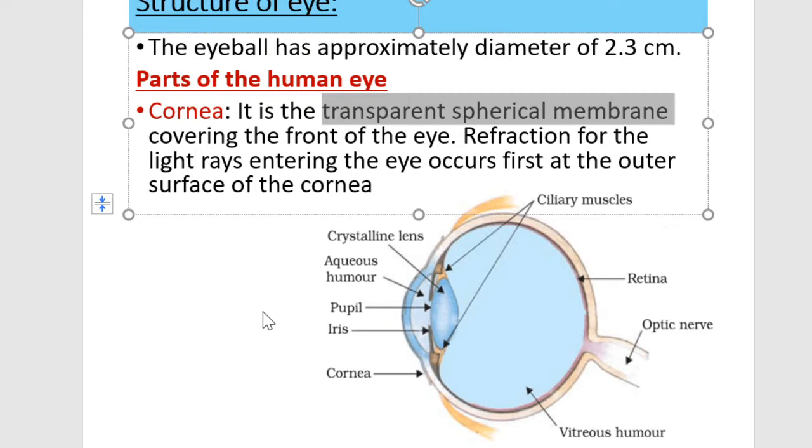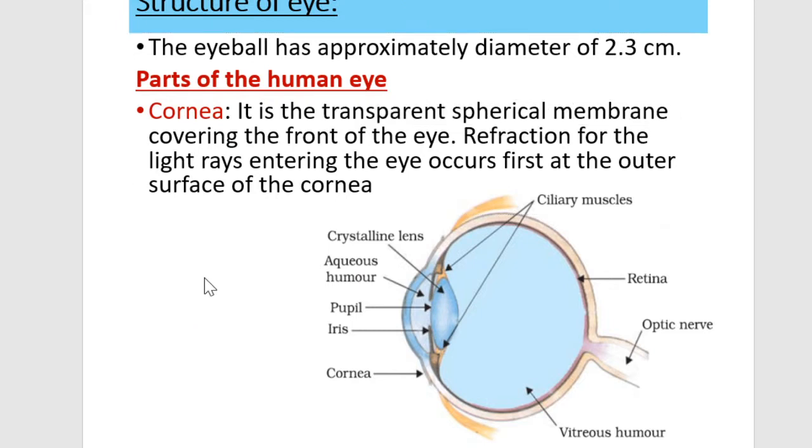It is going to be refracted, right? So the light enters, the first refraction at this cornea. So what is the function of cornea? Cornea allows the light to first get refracted, and then the light travels inside and is incident on the lens. So that is the function of cornea.